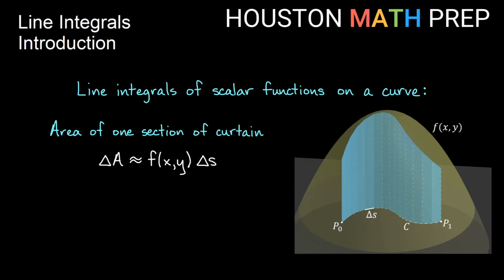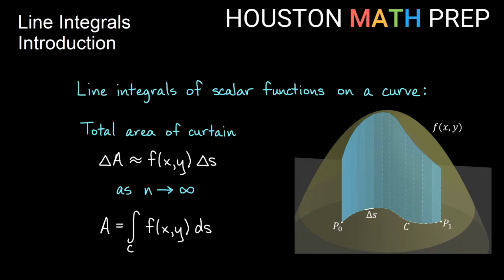Just like we do with all sums moving toward an integral, as I take more and more sections of the curtain and break them up into smaller and smaller pieces, as the number of pieces of curtain approaches infinity, then this delta S is going to get really small, and it will tend toward what we call ds, and we'll be adding up an infinite number of those things. And so our total area under the curve, this curtain here, the total curtain area, is going to be the integral of our function f of xy integrated ds.